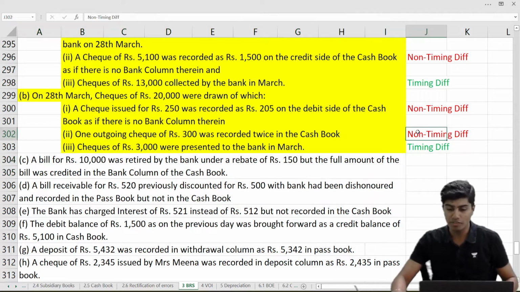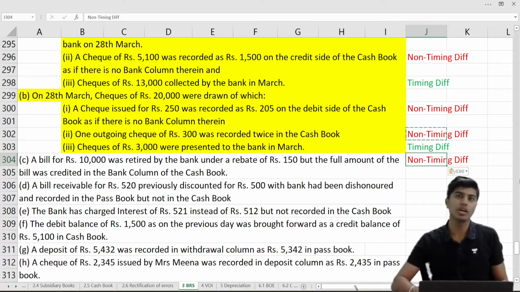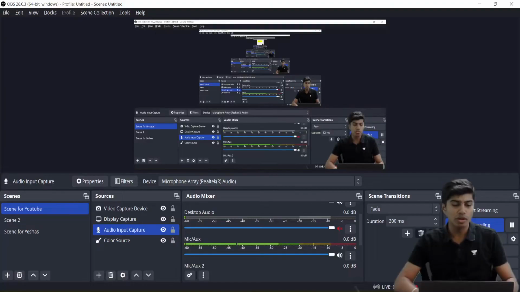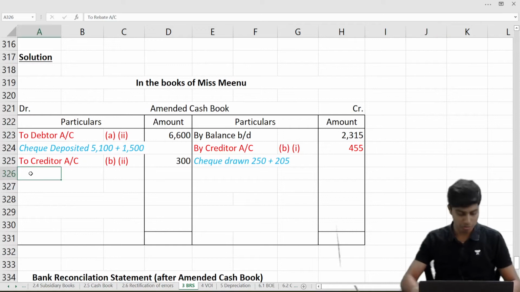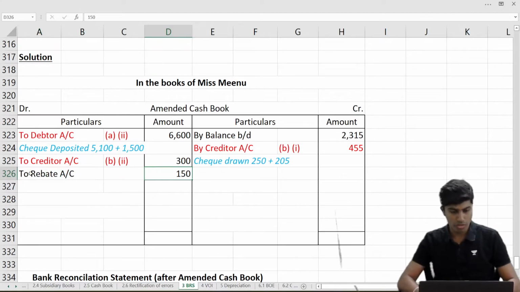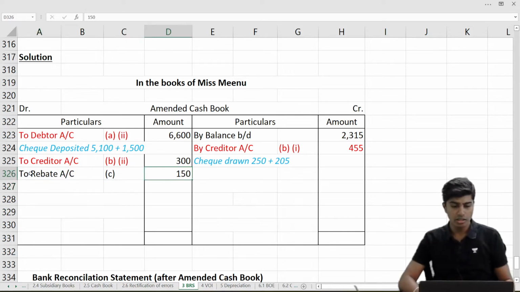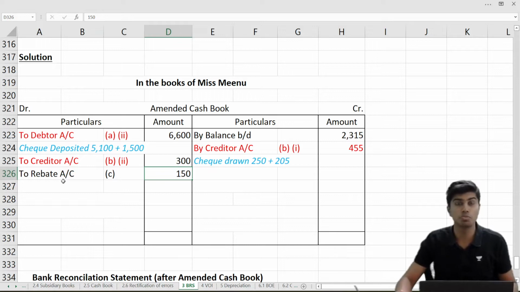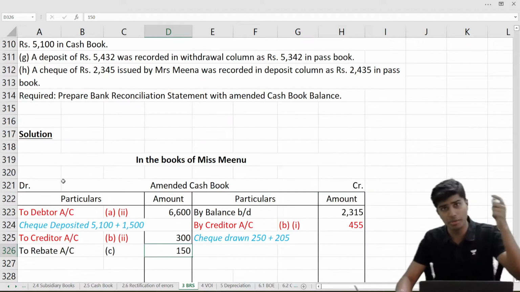And this is a non-timing difference. It's an error in the cash book. We need to record for the same. So what do we do? This 150 rupees, I would go ahead and debit it in my amended cash book. How much? 150. This is adjustment C. You guys get this? The 150 rupees rebate which was previously not recorded is now recorded. It is our income, guys. We should credit it to the rebate account, and we should debit it to our cash account.